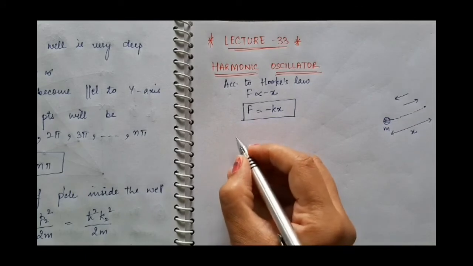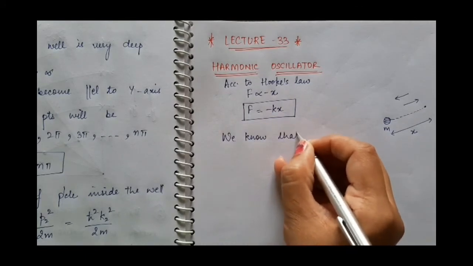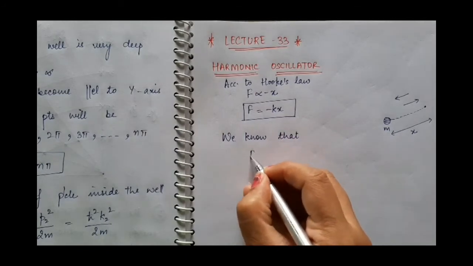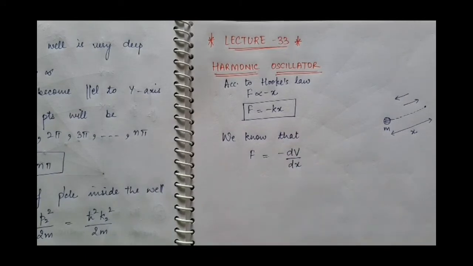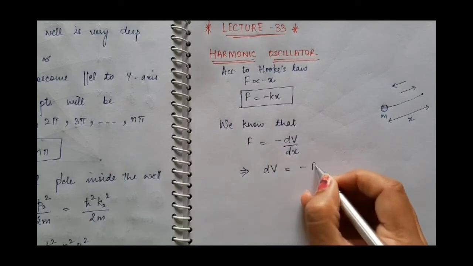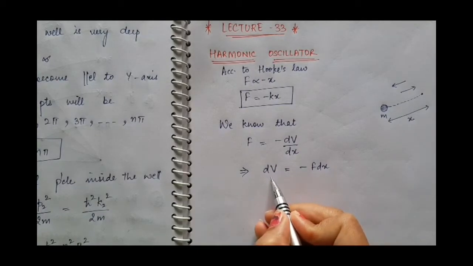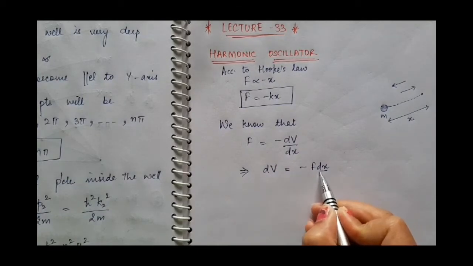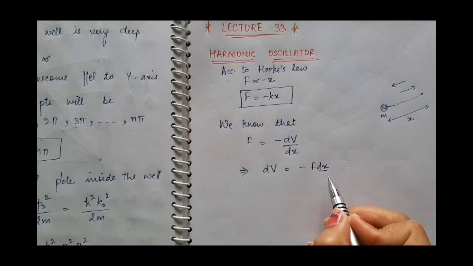Now what will be the potential energy? We know that the relation between restoring force and potential energy is that the restoring force is the negative gradient of potential energy. So we will have dV equal to minus f dx. This is the potential energy change on displacing the particle by a distance dx. So what will be the total potential energy stored in the system when the displacement is x?